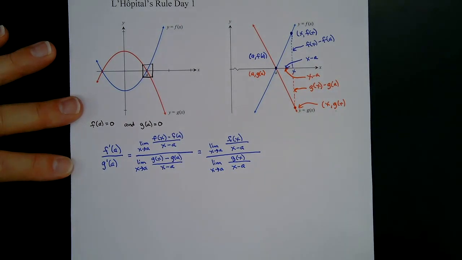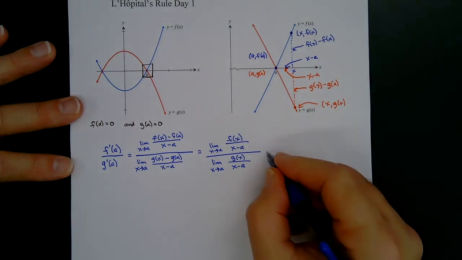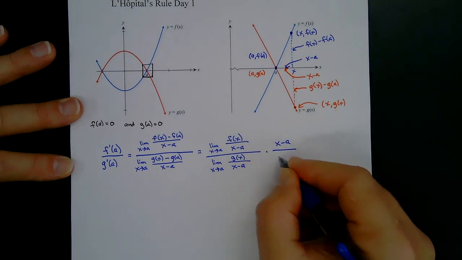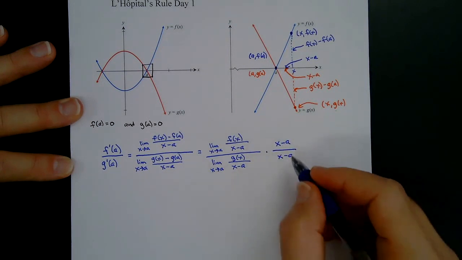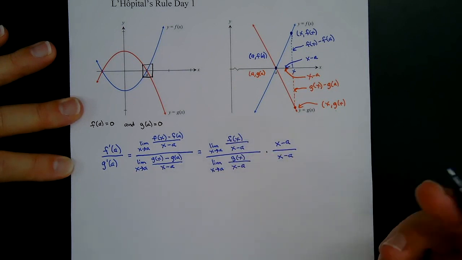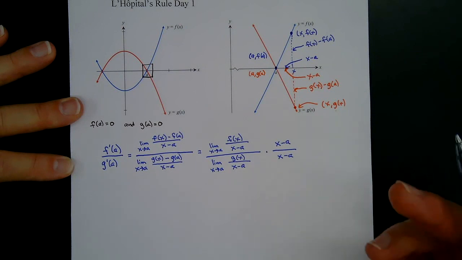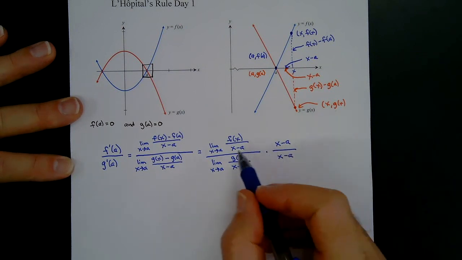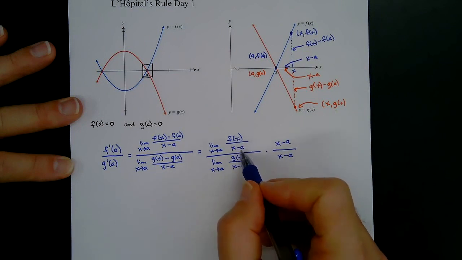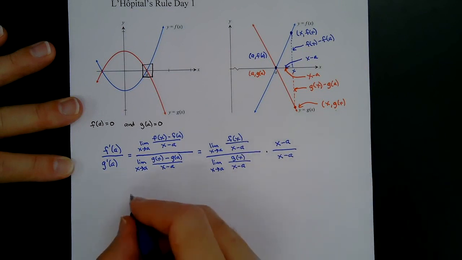So what can we do to clear out the denominator? Well, we can take this and multiply by x minus a over x minus a. That's a version of 1, so when I multiply this by 1, nothing's going to change. It's going to look different, because when I multiply this times f of x over x minus a, my x minus a's are going to cancel.